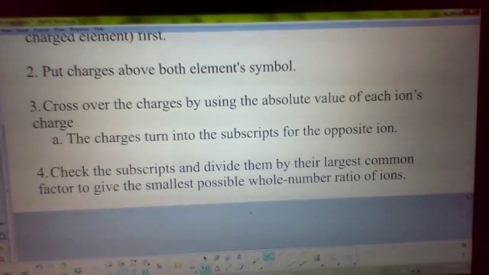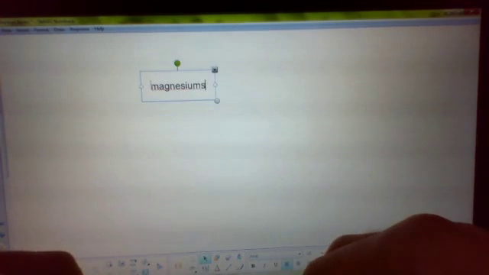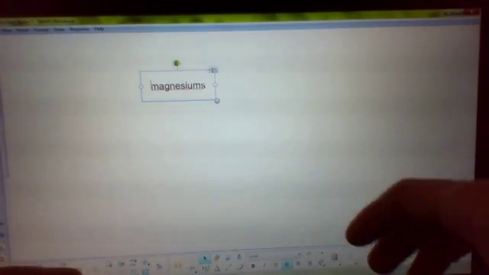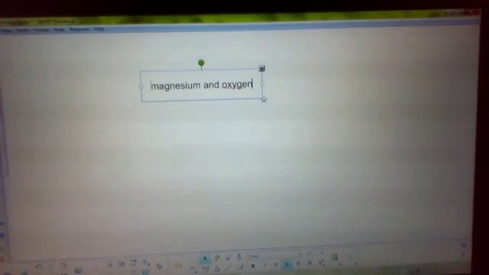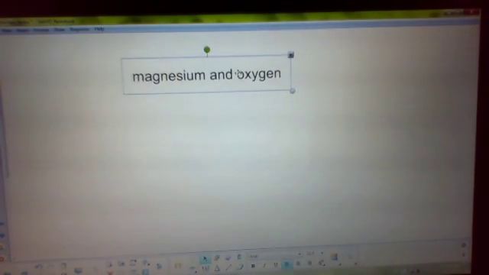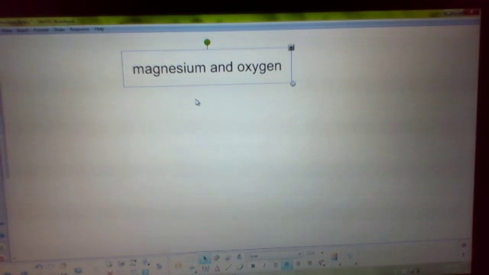Let's do an example for rule number 4. Let's do magnesium and oxygen. Please try this together. Pause the video and try to figure out the chemical compound of magnesium and oxygen when combined together. So please pause.